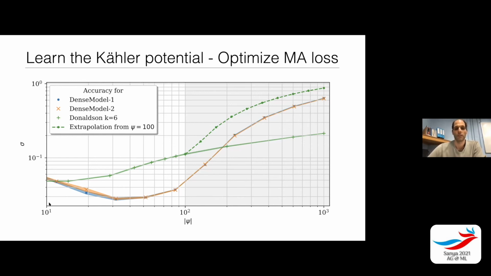So here it was trained from 10 to 100, and then it was extrapolated up to 1,000, and you find that if you extrapolate out of your training area, your error of course goes up, as to be expected, but you could get away with a factor of 2 extrapolating and still be in the same ballpark as if you start with Donaldson's algorithm to begin with.